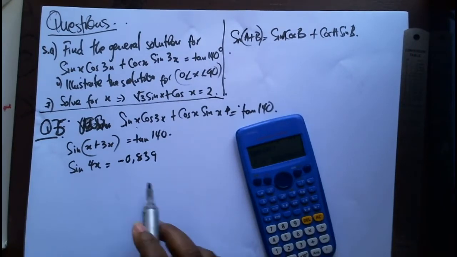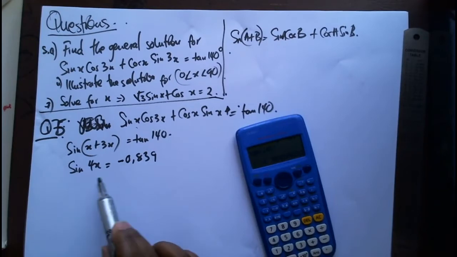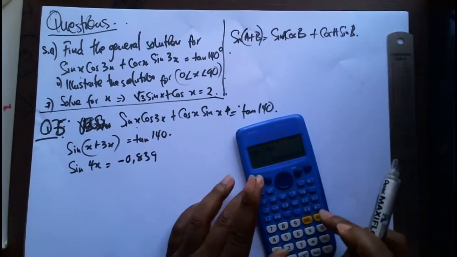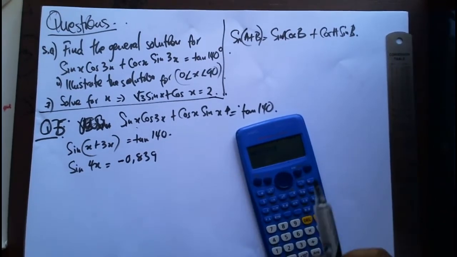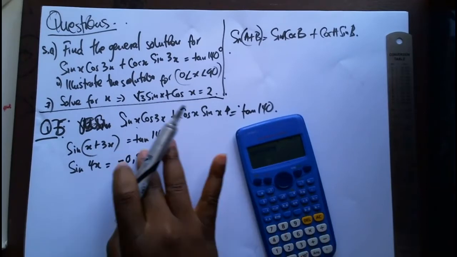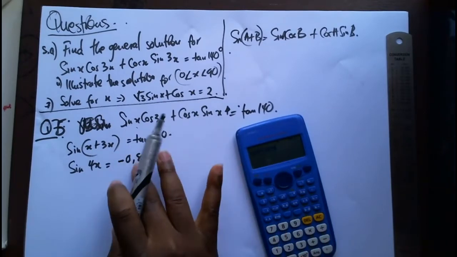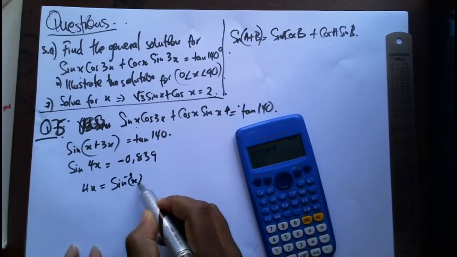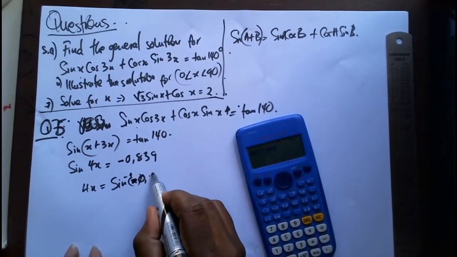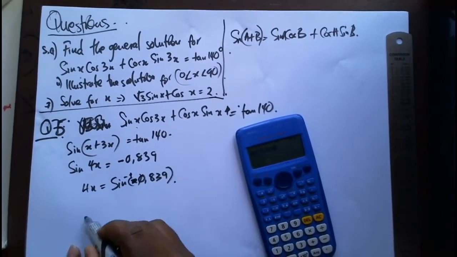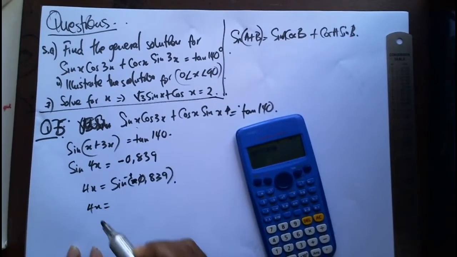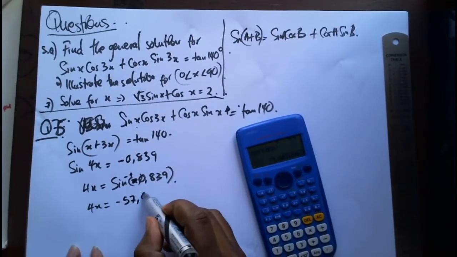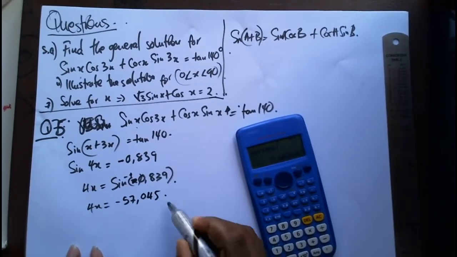So in this case now, I'm going to say shift sine of the answer, because I'm now doing this answer, which is 0.839. So 4x is equal to minus 57.045 degrees.